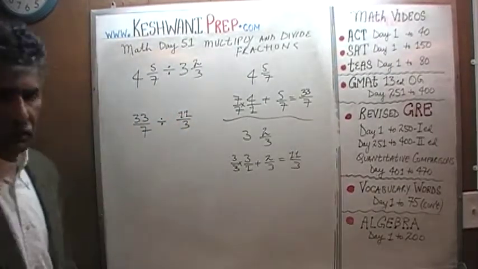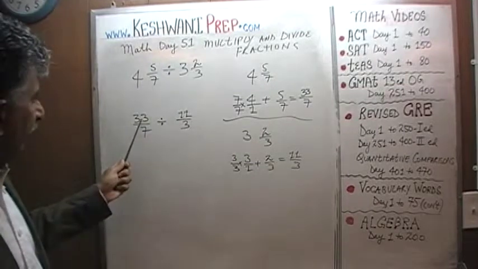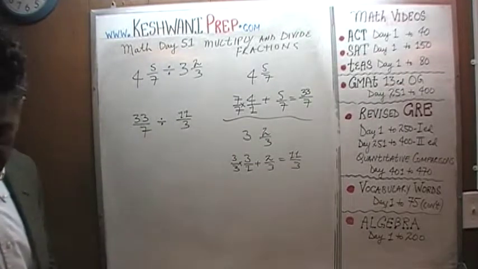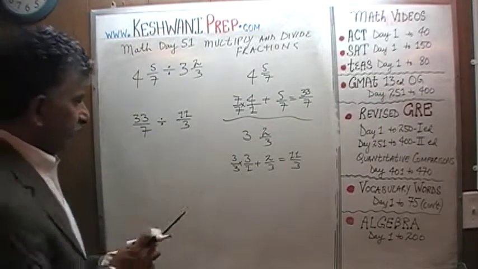11 over 3. Now what do we do next? When we have one fraction that is being divided by another fraction, what do we do? Let's find out, shall we? Let's put it here.